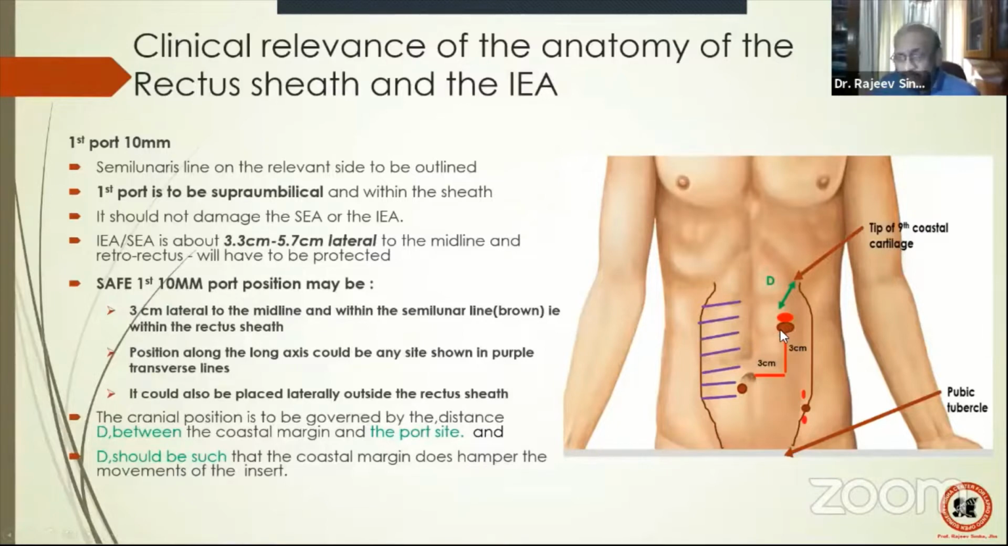So here we put in the first port, the 10 millimeter port, on the posterior rectus sheath. The second port could be towards the umbilicus, either on this side or that side. And the third port is below the arcuate line.